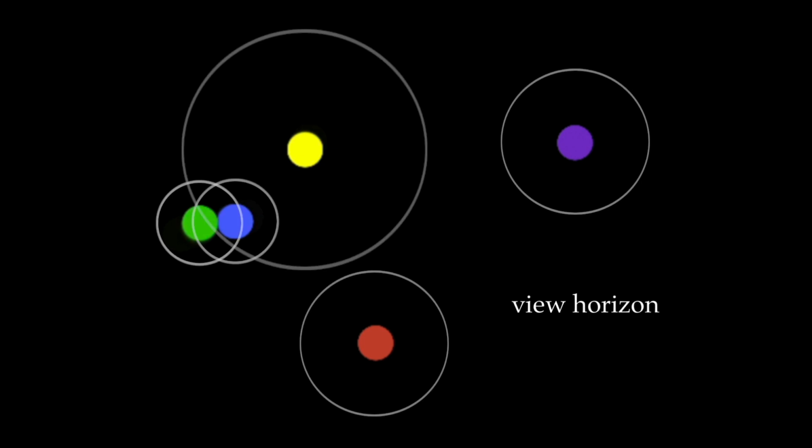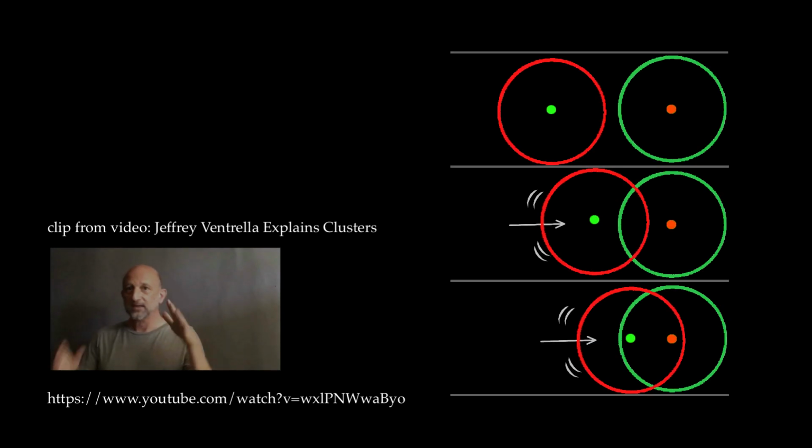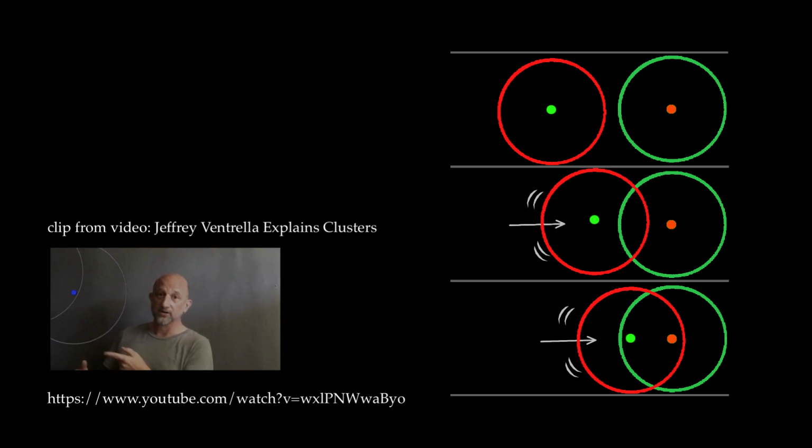Imagine that each particle is surrounded by a circle, a view horizon. A particle can't see anything outside of its view horizon. If two particles get close enough, one or both of them will enter into the circle of the other. That would trigger a force response as determined by their particular force parameters.